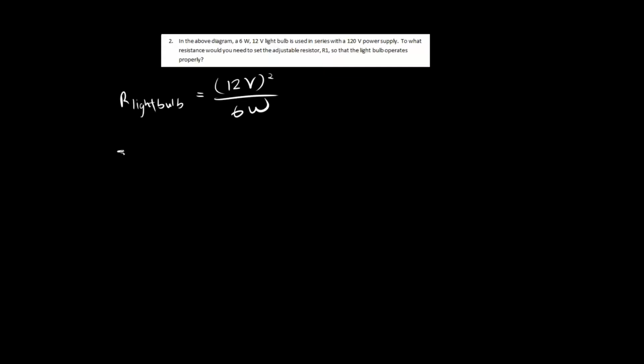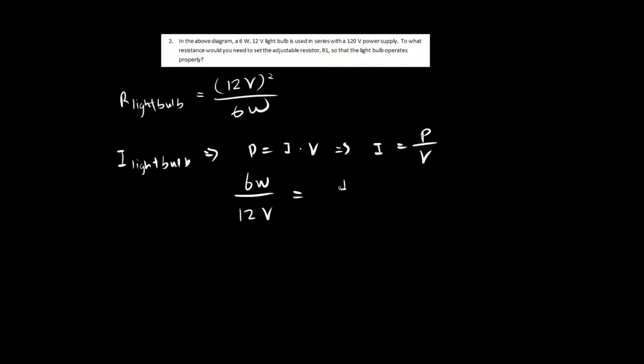We can also find the current of the light bulb by using the equation P equals I times V. So I is equal to P over V. We know our power here is your 6 watts, over your voltage, which is your 12 volts, and this is equal to 1/2 amps.